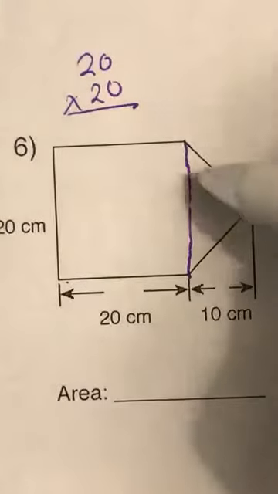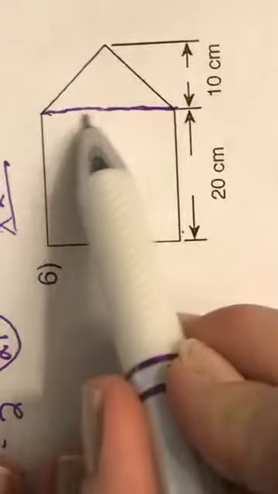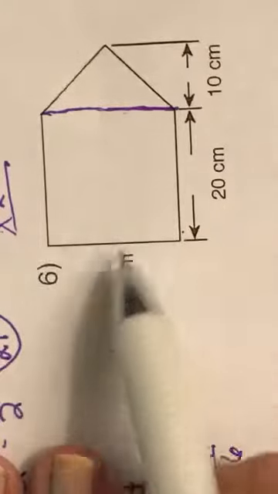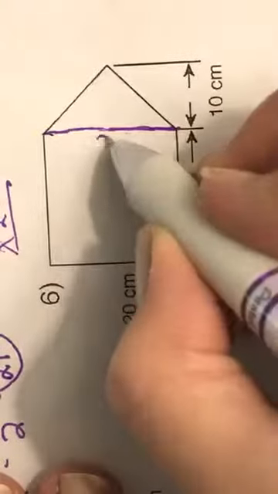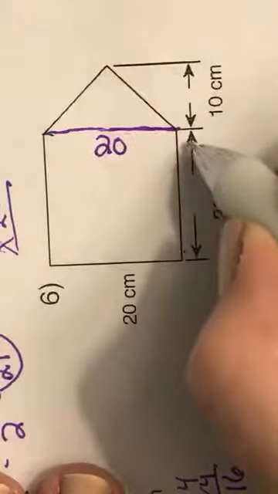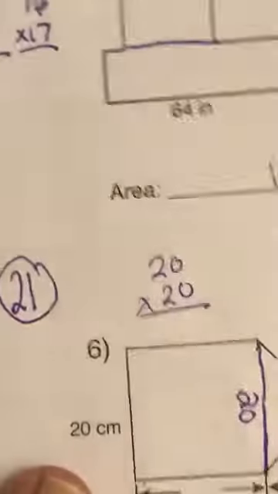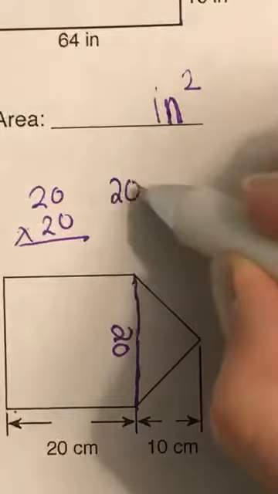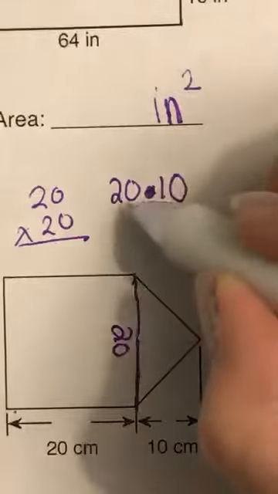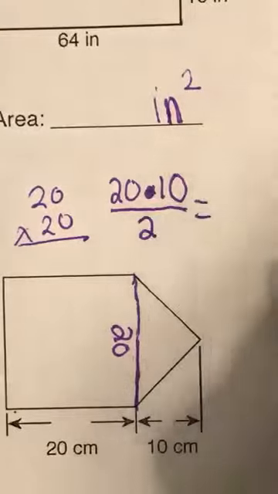For the triangle, we're going to take the base times the height, and you can turn it sideways if you want to. The whole base is right here, and it's opposite of this side. They're the same exact length, you guys. So if we have 20 here, the base is 20. The height, how tall it is, 10. So we're going to do base times height, 20 times 10, and then divide by 2. Go ahead and do that now.